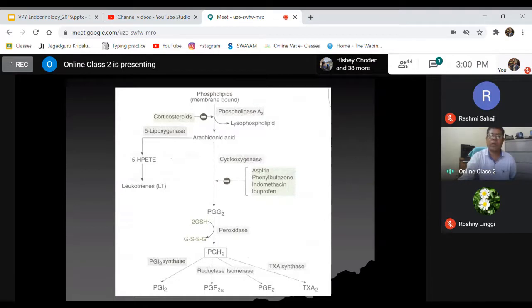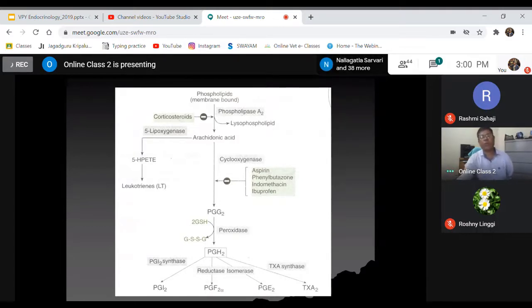phenylbutazone, indomethacin, ibuprofen. So these drugs, you have seen that when you have a headache or some inflammation, why are we taking that medicine? It is just to block the synthesis of the prostaglandins, because prostaglandins are responsible for that type of effect. If we can block the synthesis of the prostaglandins, the effects will not be there. So that is the reason why we give this type of medicine. So this can be inhibited by these medicines.